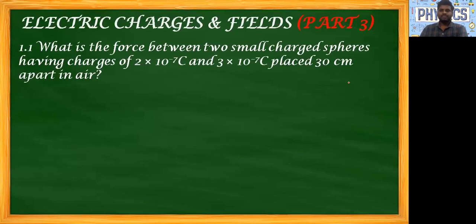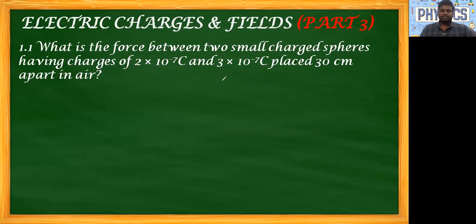These problems are taken from NCERT exercise questions. Now we'll see the first question. What is the force between two small charged spheres having charges of 2 into 10 to the power of minus 7 coulomb and 3 into 10 to the power of minus 7 coulomb placed 30 centimeter apart in air?